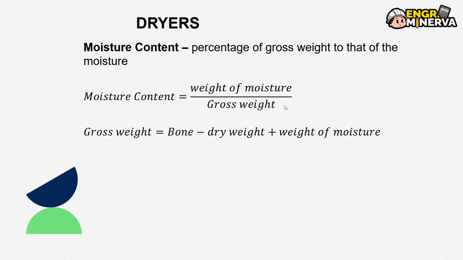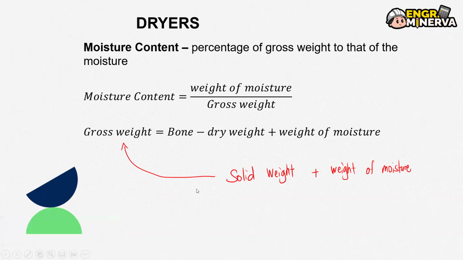Then we have the moisture content. When you say moisture content, that is the percentage of the moisture to the total weight. Siyempre, you have your solid weight. It means this is the weight nga malapa siya plus the weight of moisture. This is the weight of water. That is what we call our gross weight. Okay, so those are the terms that we have discussed for our dryers.